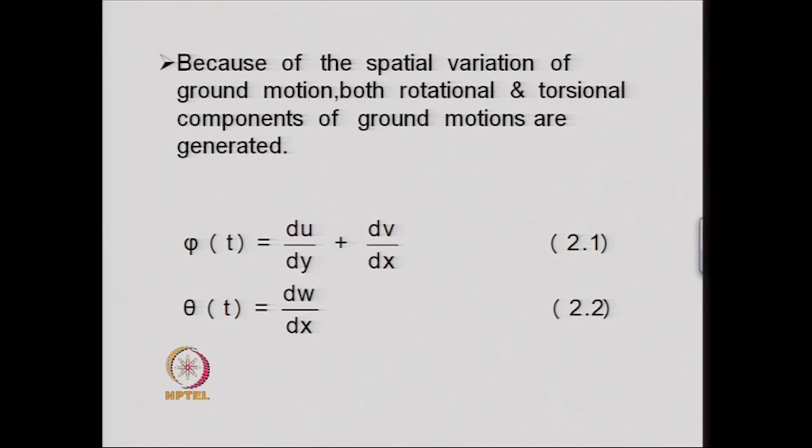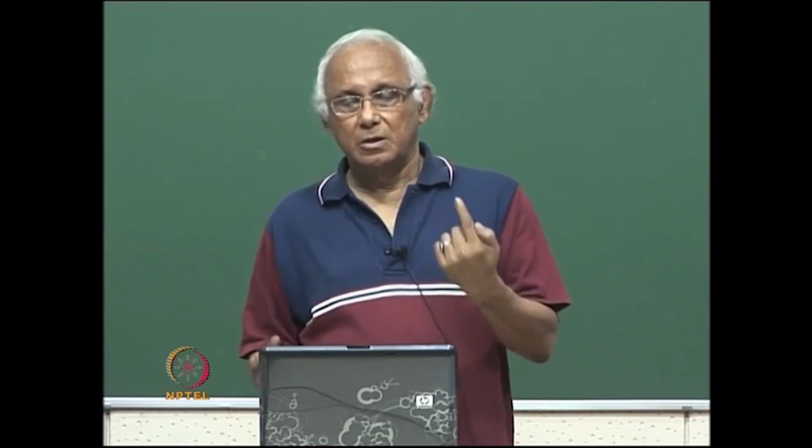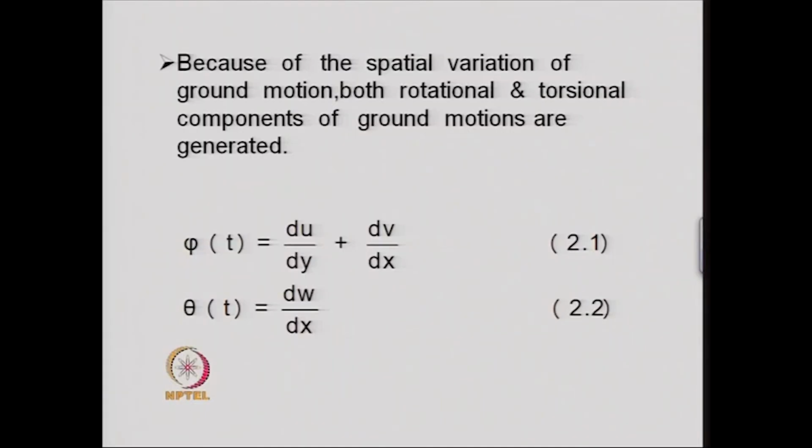Similarly, if we consider two vertical ground motions which have a time lag, then this will induce a rotation in this direction. This is shown in equation 2.2. Therefore, we have three components of ground motion, two horizontal and a vertical ground motion, plus a torsional ground motion about a vertical axis and a rotational ground motion in the direction of the wave propagation.